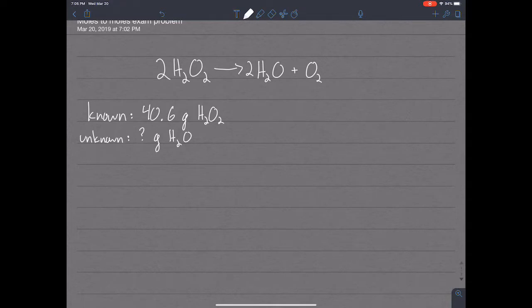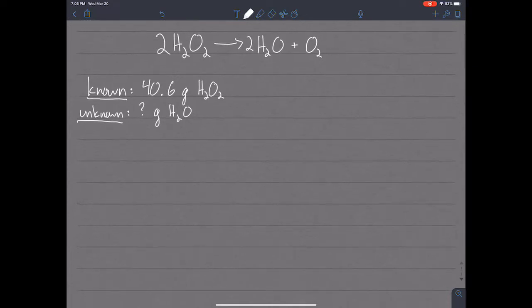Okay, our known right here is 40.6 grams of hydrogen peroxide, H2O2, and our unknown is how many grams of water we are going to have given that many grams of H2O2. So let's break this down. I like these problems because there are 3 conversions in one, and you have to use a few different conversion factors. So let's break that down first. Let's call H2O2 A, and let's call water B.